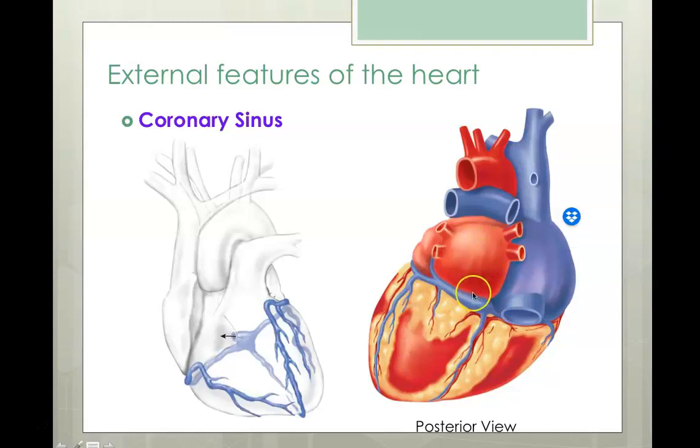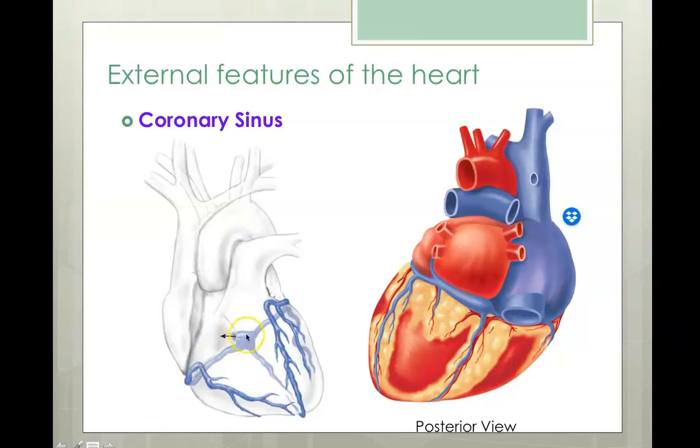It kind of lies inferior and posterior to your left atrium, and will extend on over toward your right atrium to also drain deoxygenated blood from the heart itself into the right atrium. So now you could see your superior vena cava, inferior vena cava, and the coronary sinus all draining into your right atrium. This is also a little image of your coronary sinus.